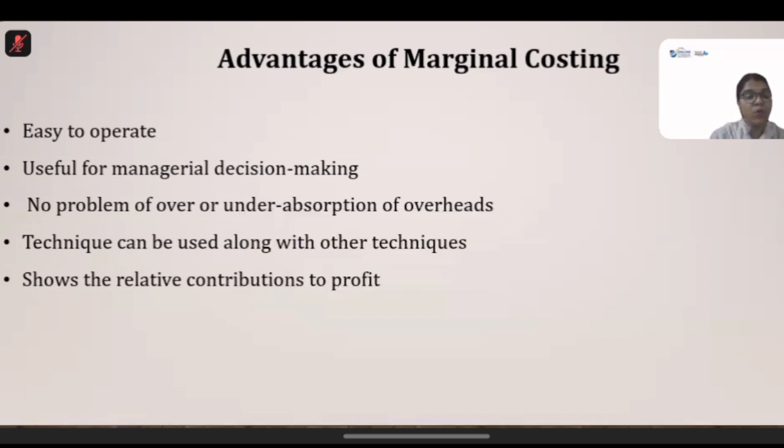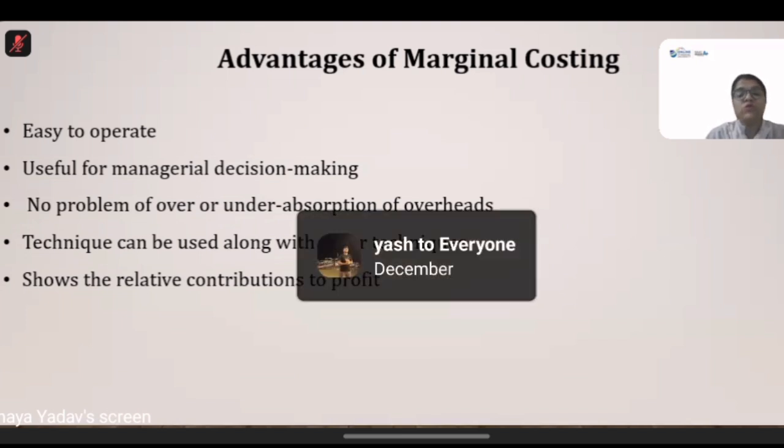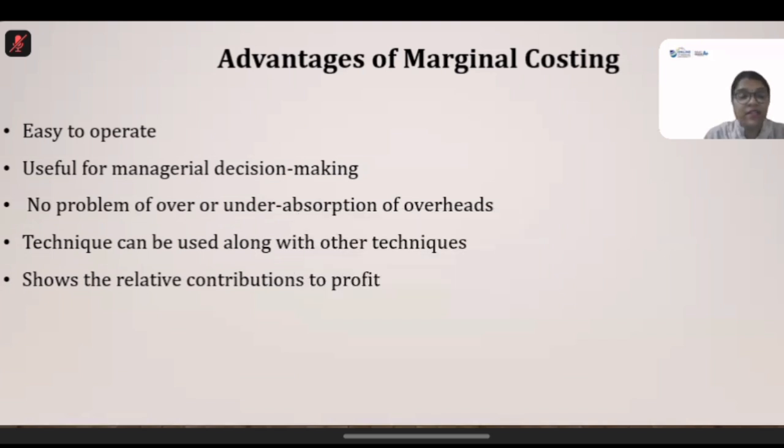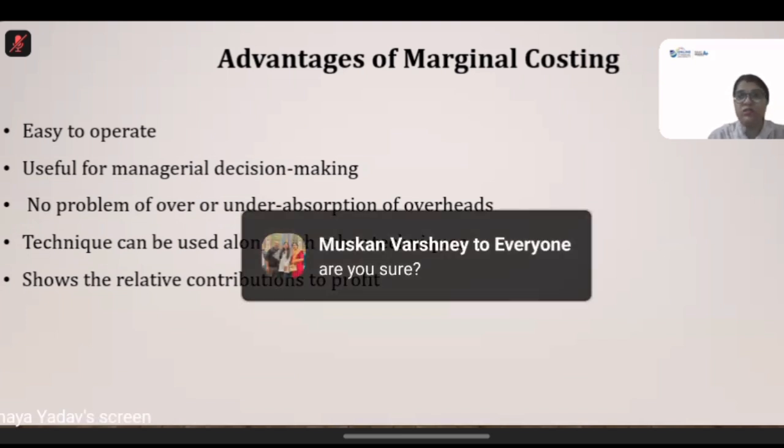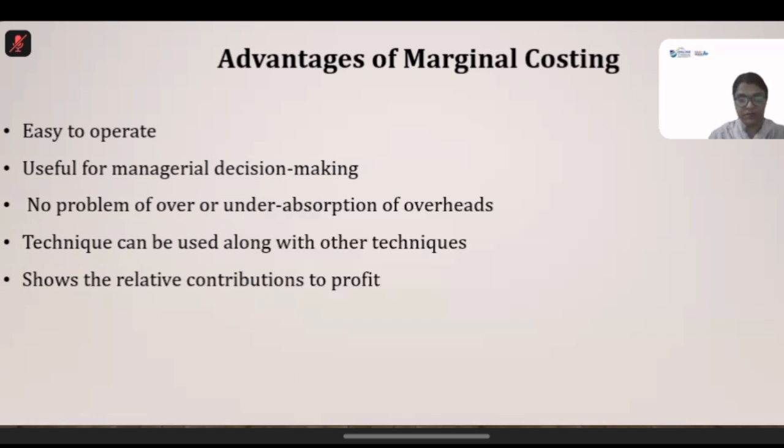Techniques can be used along with other techniques. That means marginal costing is flexible, students. You can use this with other techniques like standard costing, budgetary control. So इससे क्या होगा? Business will maintain consistency. They can easily take the decisions in the company. They can set the benchmark for performance, allocate cost based on what is the actual activities. तो ये सब चीजें आसानी से हो जाएगी because you are aware about the information that you got from marginal cost.